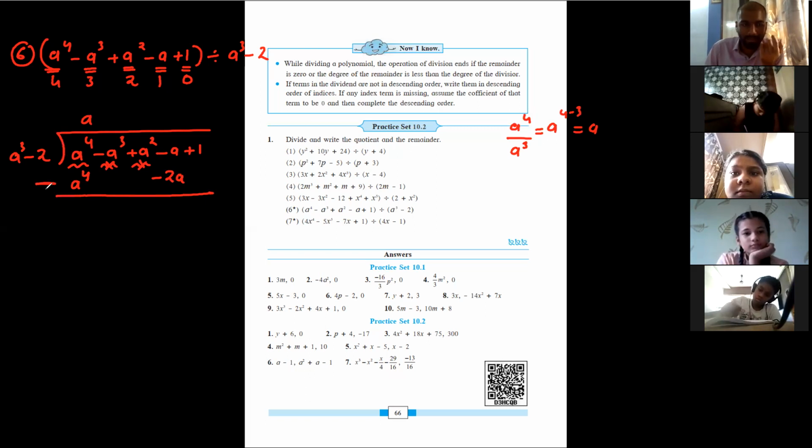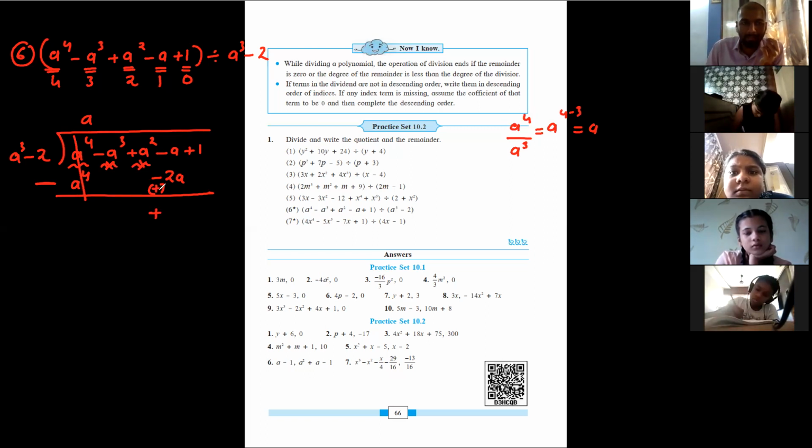Okay, so I'll subtract this. This term will get cancelled. This minus 2a will change to what? Plus 2a. Okay, in plus 2a and minus 2a, which number is bigger? So the bigger number is plus. So I'll put plus sign at the bottom.